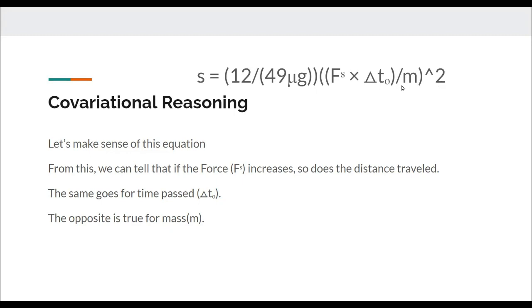Now it is the opposite for mass since mass is in the denominator. So if we keep force and time the same, but the mass were to increase, then it would be a smaller number because if you have a bigger number in the denominator, it's going to start to go down, especially since it's being squared.